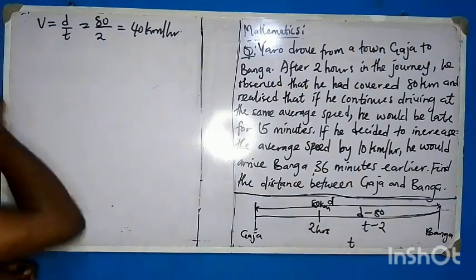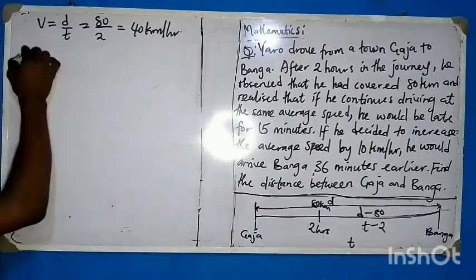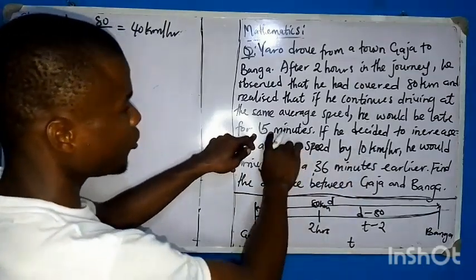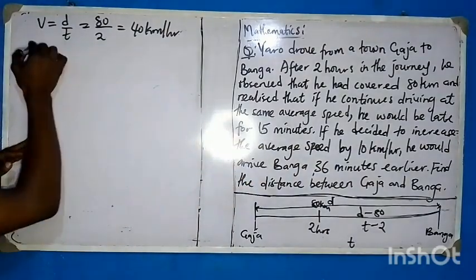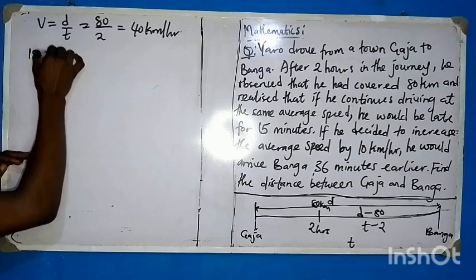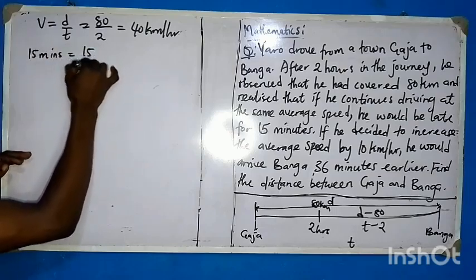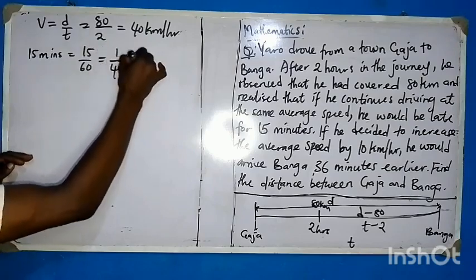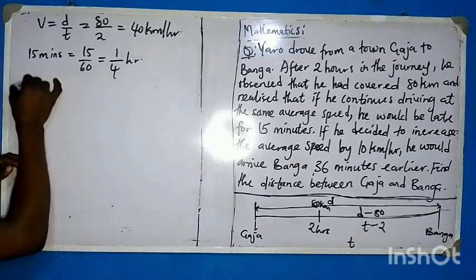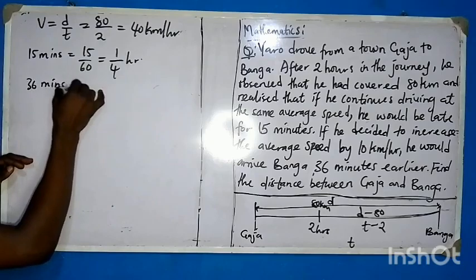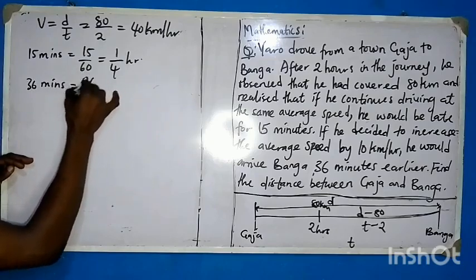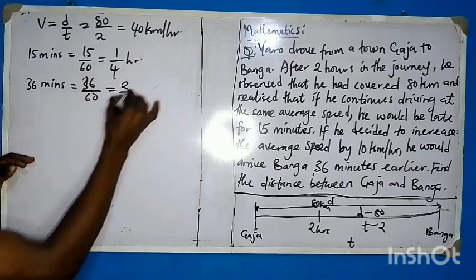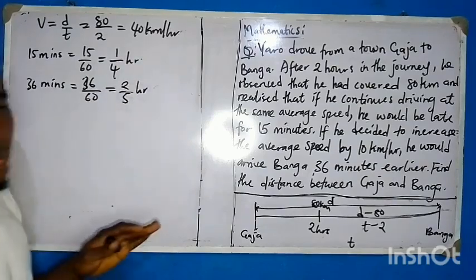Now, if he was running with 40 kilometers per hour, we have the other times here. He is going to be 15 minutes late. So let's convert that: 15 minutes is 15 over 60. 15 goes into 15 once and into 60 four times. That's 1 over 4 hour. And then 36 minutes earlier is 36 over 60. 18 goes into 36 twice and into 60... 5. So 2 over 5 hour. That's the conversion.